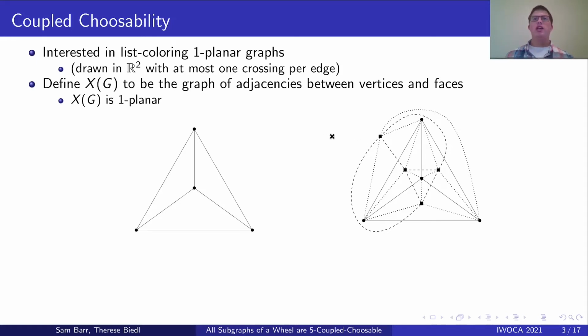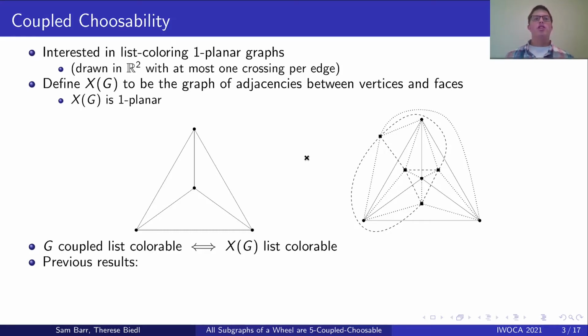From this drawing, we can see that x of G is one planar, since every edge intersects with at most one other edge. In particular, the edges which intersect are always an original edge of the graph K4 intersecting with an edge representing an adjacency between two faces of K4. In this way, it can be seen that for any planar graph G, x of G is always one planar. Therefore, when we're coupled list coloring a planar graph G, what we're in fact doing is list coloring the one planar graph x of G.